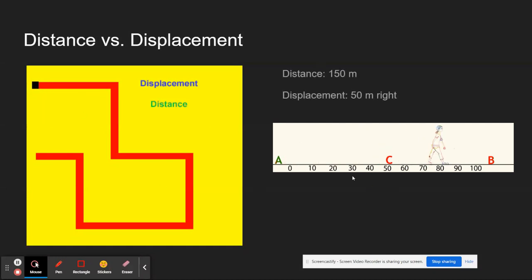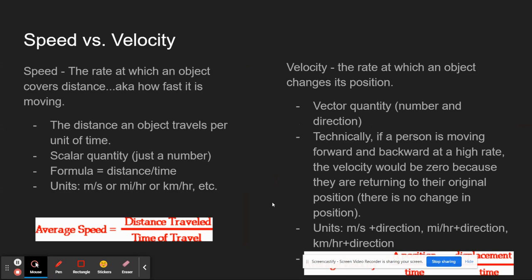So this says, what is the distance and displacement of this person walking? Once again, if they start at A and they go to B, and then from B they go to C, they walked a total distance of 150 meters. But the displacement, where they ended, is 50 meters right of their location.